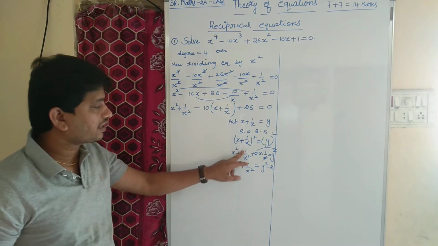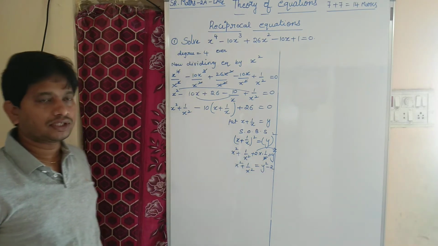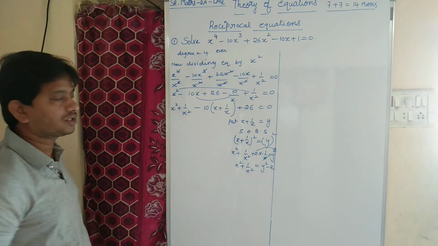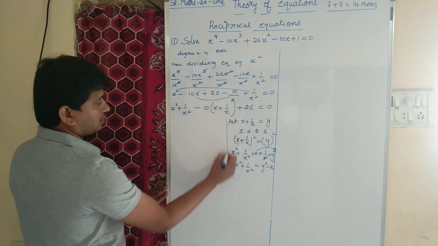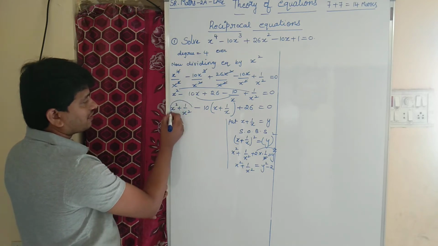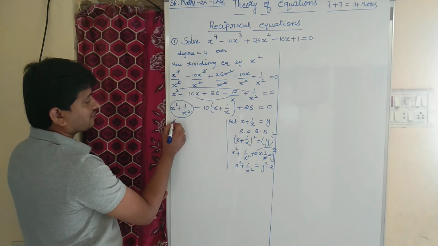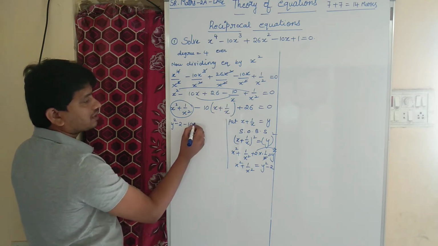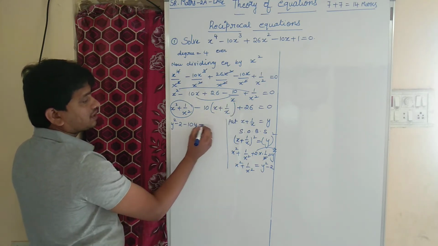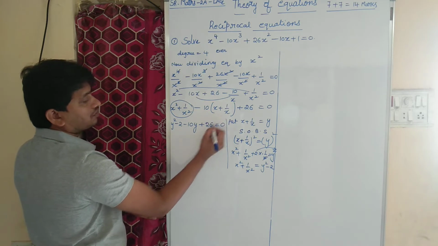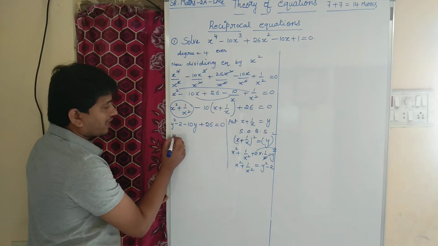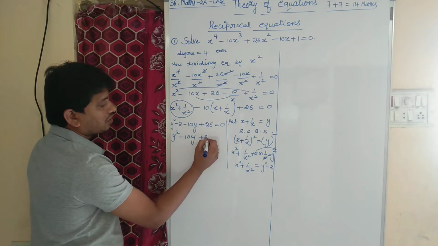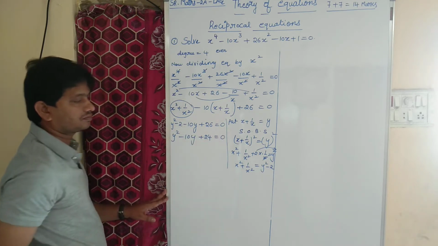So x square plus 1 by x square value is y square minus 2. In place of x square plus 1 by x square, I can write y square minus 2. So let me write y square minus 2 minus 10 into, in place of x plus 1 by x, y, plus 26 equal to 0. So y square minus 10y, 26 minus 2 which is equal to 24, equal to 0.